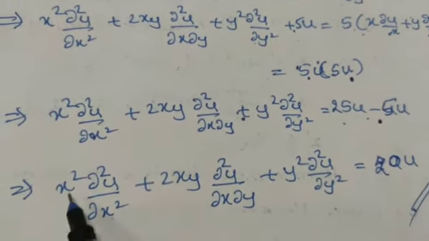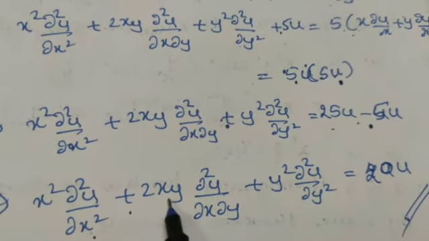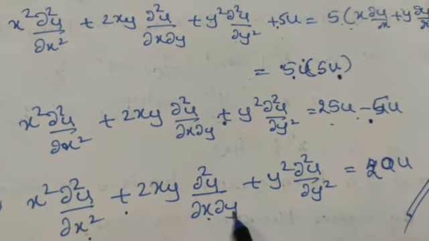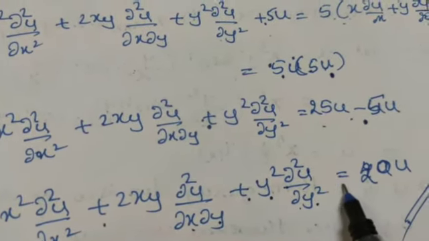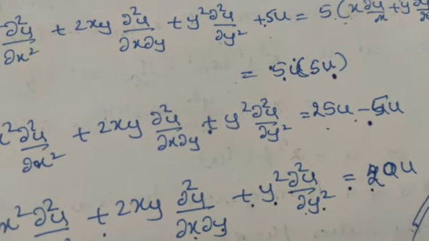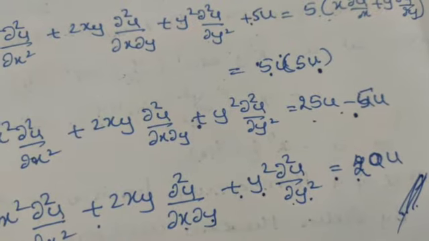So this implies x² ∂²u/∂x² plus 2xy ∂²u/∂x∂y plus y² ∂²u/∂y² is equal to 20u. So this is the second result. This completes the solution.